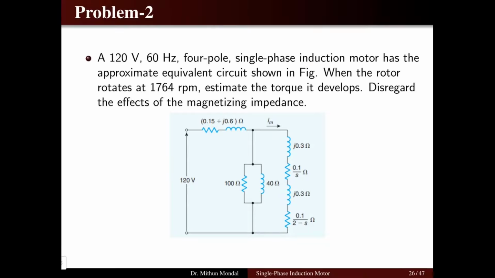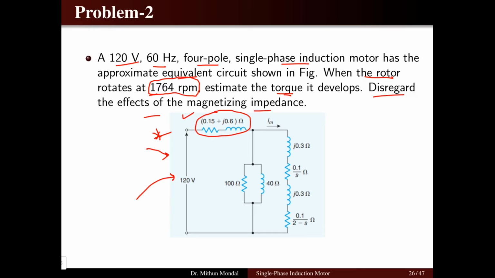Problem second: you have a 120 volt, 60 hertz, 4-pole single phase induction motor, and the approximate equivalent circuit is shown here. This we need to consider. When the rotor is rotating at a speed of 1764 rpm, we have to estimate the torque it develops. We have to disregard the effect of magnetizing impedance, so we need not take the magnetizing impedance into account. This is the approximate equivalent circuit of the single phase induction motor, and all the parameters are already given.